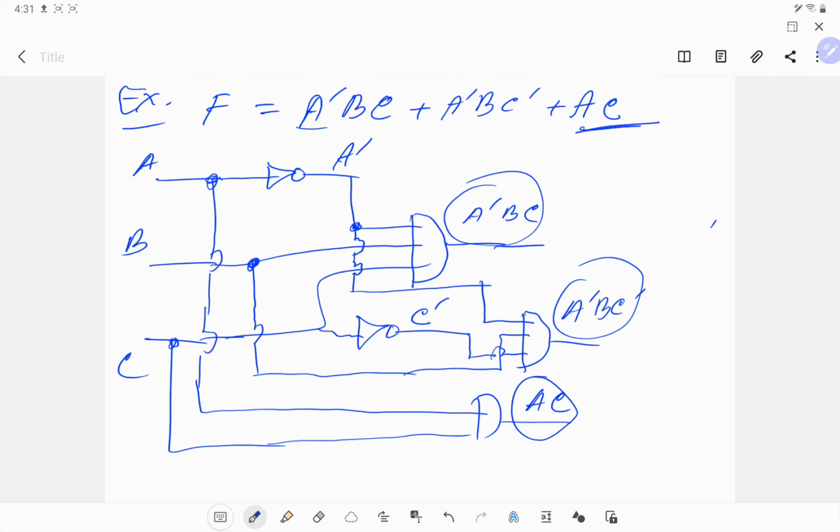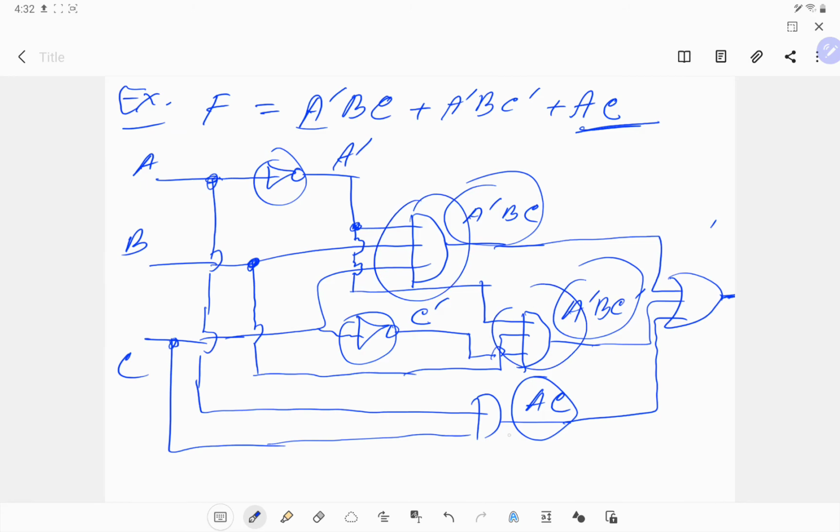Now we need an OR, three-input OR gate. So in the first input, the second input, and the third input. Okay, that's how it will give us the function of 3 variables. So how many gates have we needed? 1, 2, 3, 4, 5, 6 gates. Okay, 6 gates. And let's store the number.